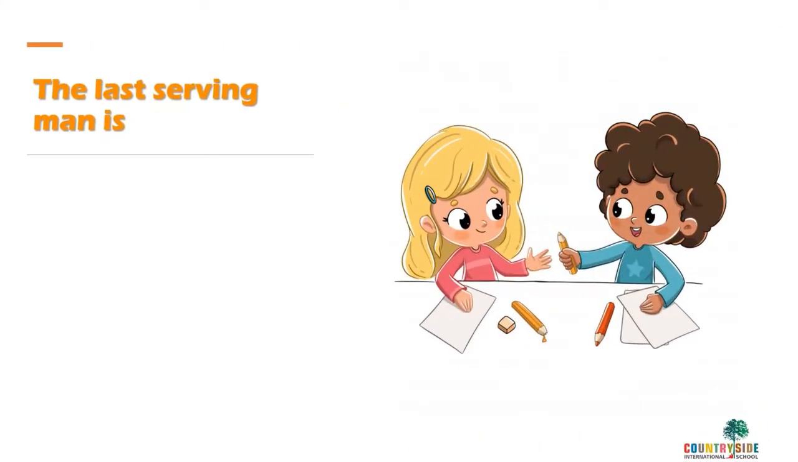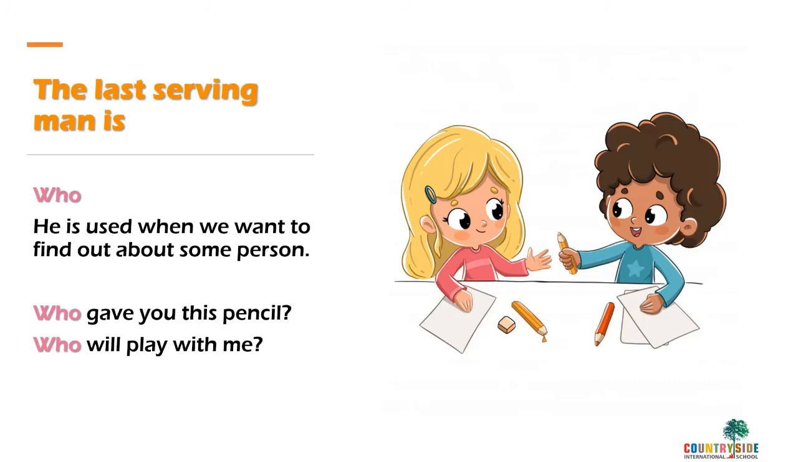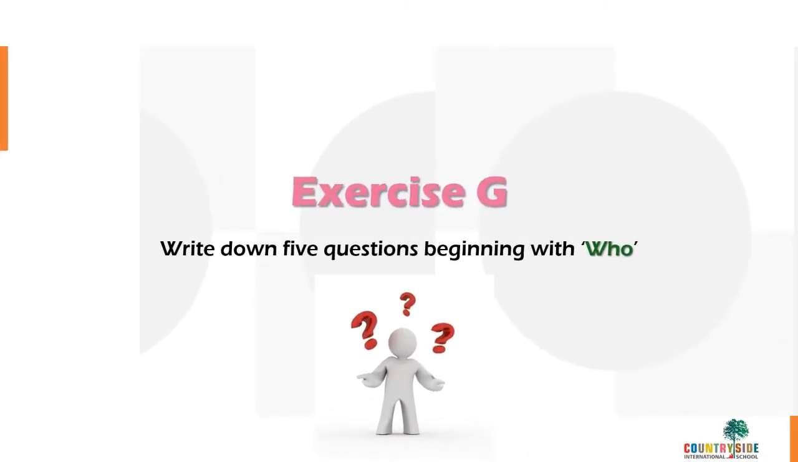Let's come to the last serving man, who. He is used when we want to find out about some person. When we are talking about some person or some people, we generally use who. Who gave you this pencil? So we want to know about the person who gave the pencil. Who will play with me? Okay, we want to know about the person who is ready to play with us. Who has finished the work? Exercise G. Write down 5 questions beginning with who.